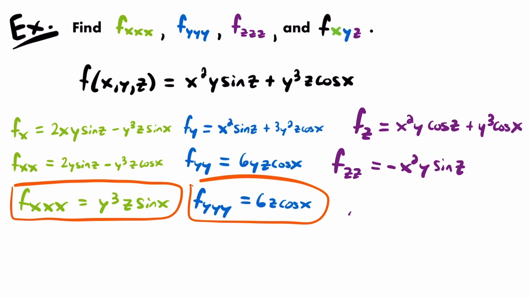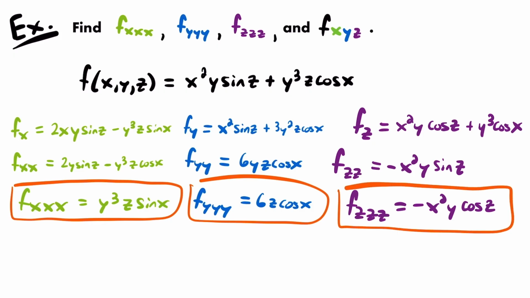So now we can find fzzz by taking another partial derivative with respect to z of this function, fzz. And negative x squared times y is still a constant with respect to z, and so the only part we have to take a derivative of is sine of z. And the derivative of sine is cosine, so our result here is negative x squared times y times cosine z. That is the third partial derivative where we take a partial derivative with respect to z 3 times, fzzz.